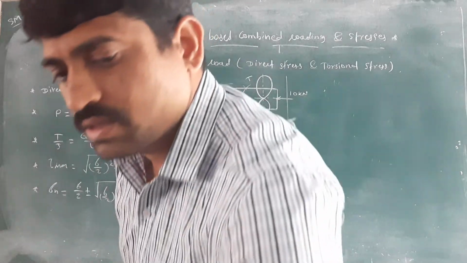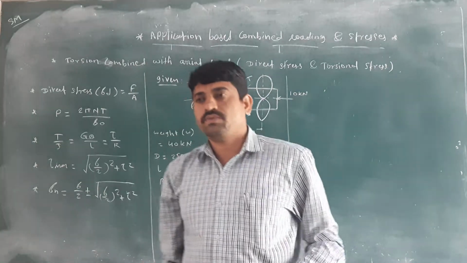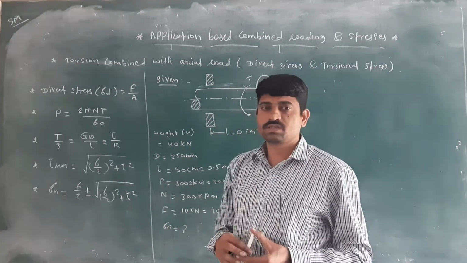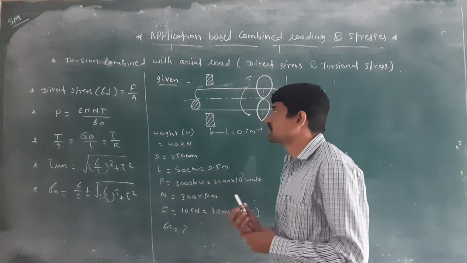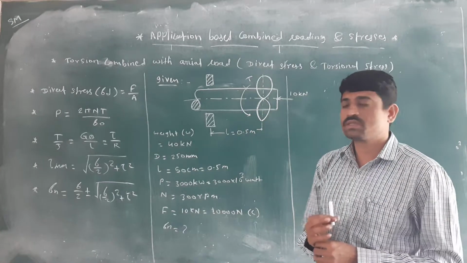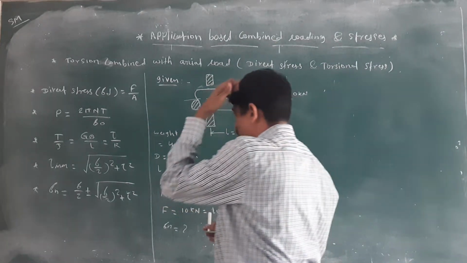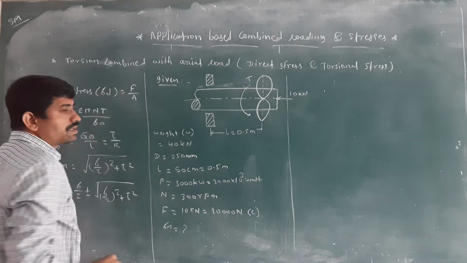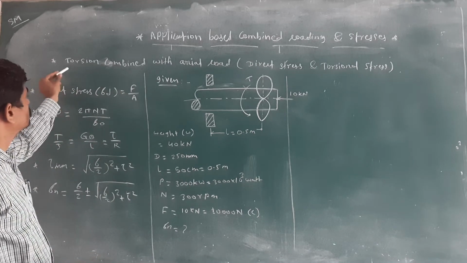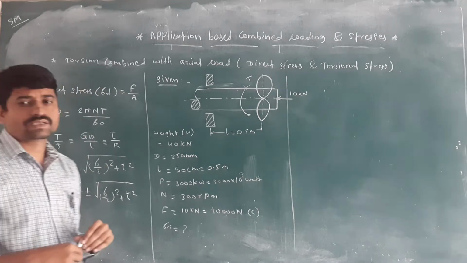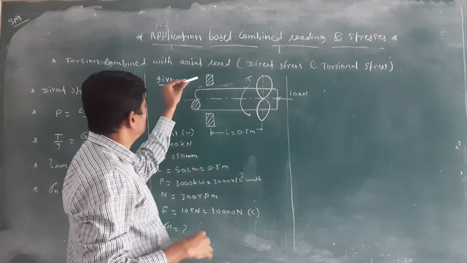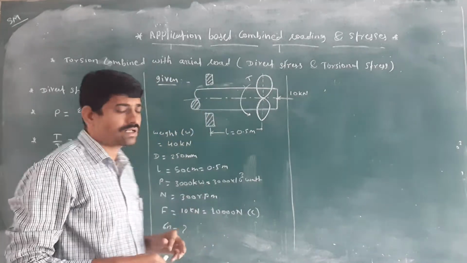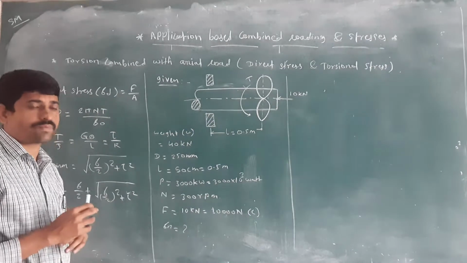Good morning, guys. Today I have taken the last lecture on unit number 6. This is the last part of unit number 6. In the last lecture we saw combined bending and direct stresses. Today we will go on to torsion combined with axial load. In that case, a direct stress and a torsional stress are combined on a given shaft.